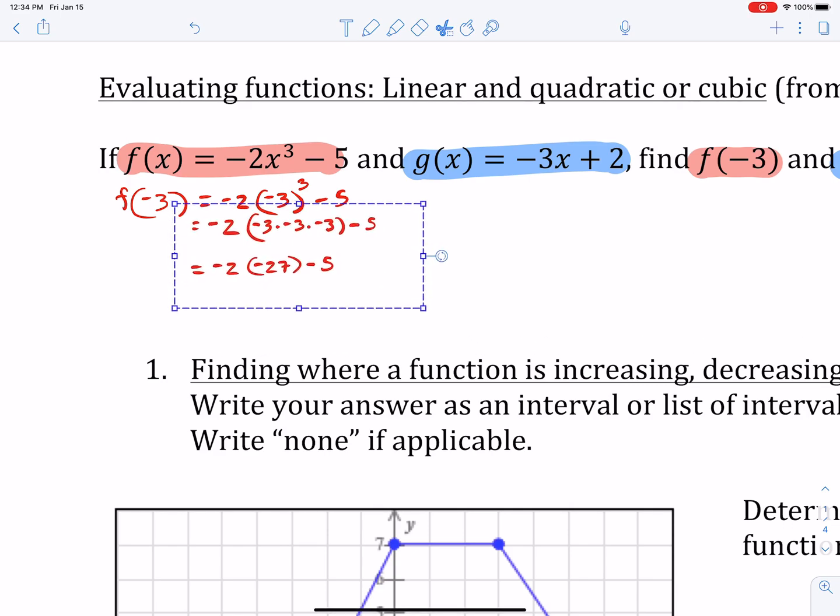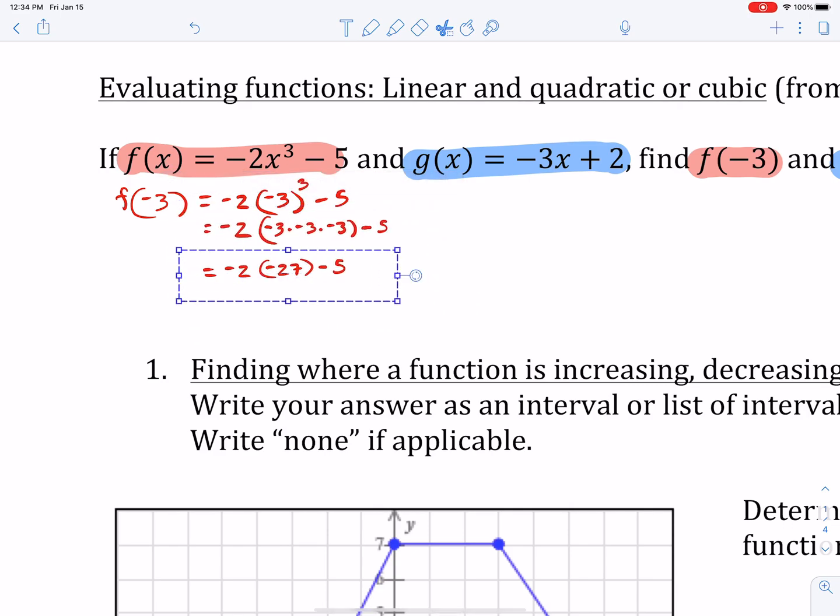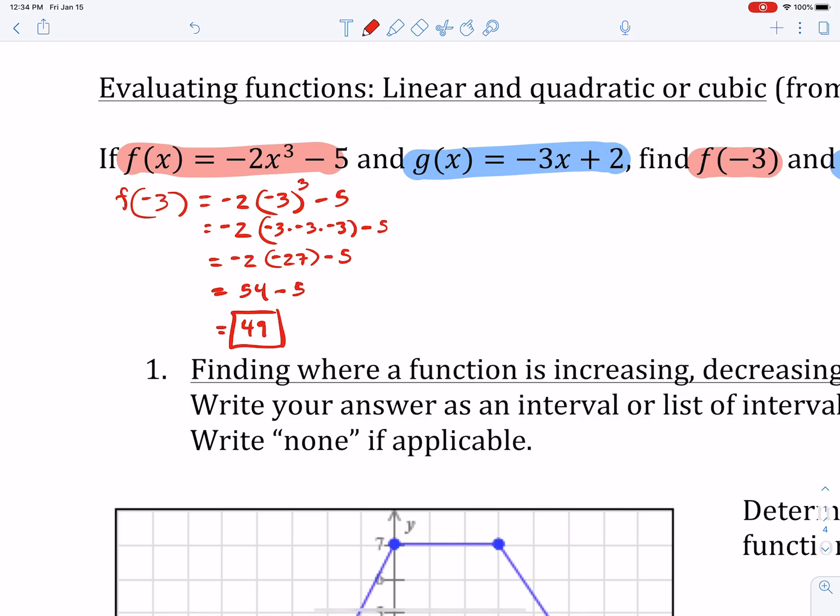Give myself some room here. We're continuing with order of operations. I have to do multiplication: negative 2 times negative 27. That gives me 54 minus 5. Thus, my solution is 49. Again, this is all review. We have done this. We've been tested on it. The only thing different here is that it's cubed.